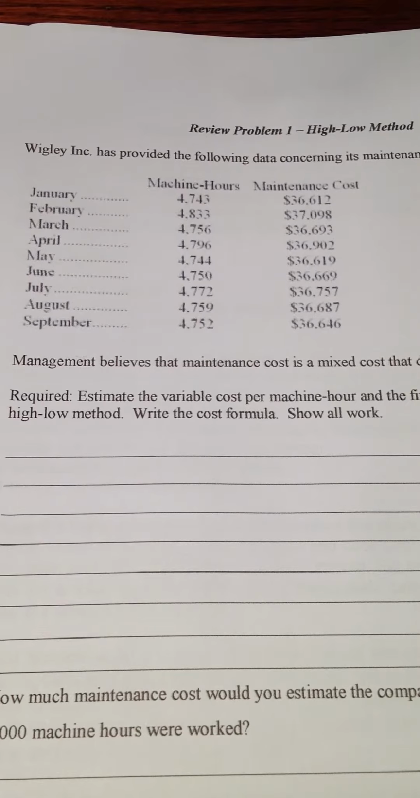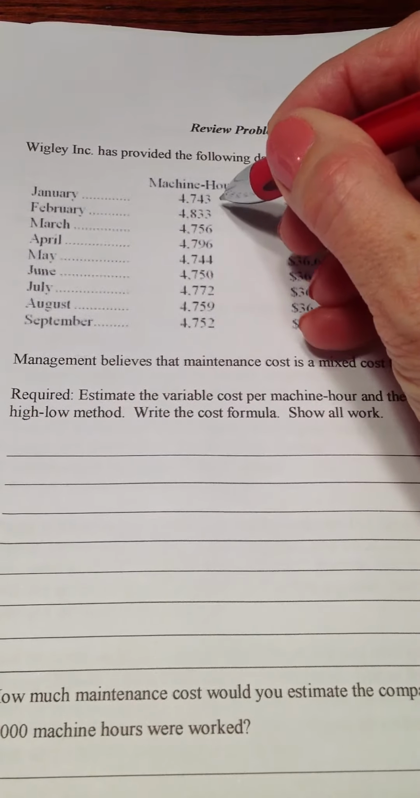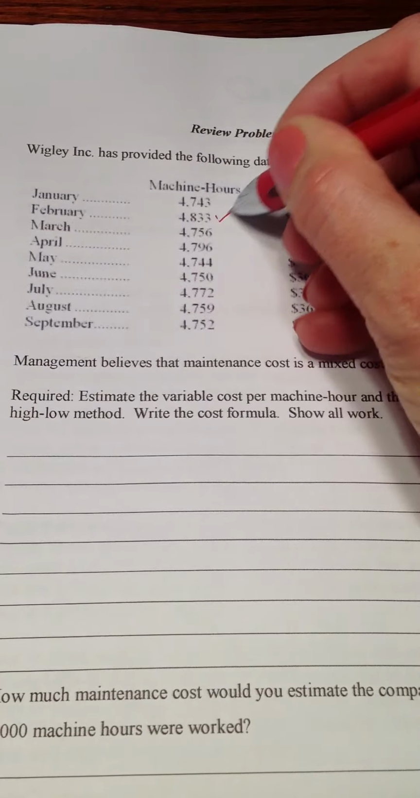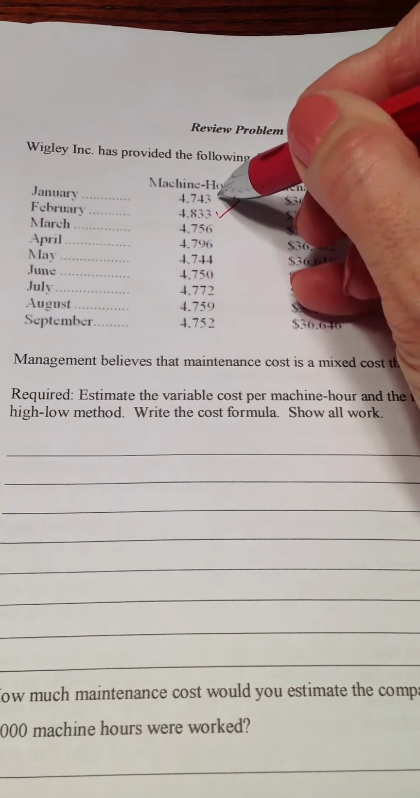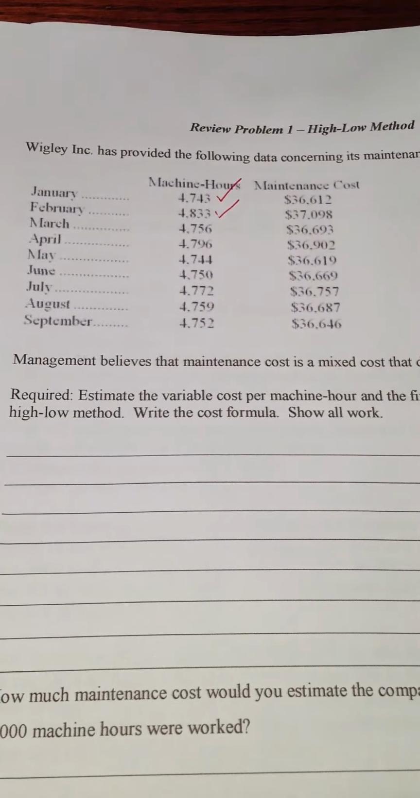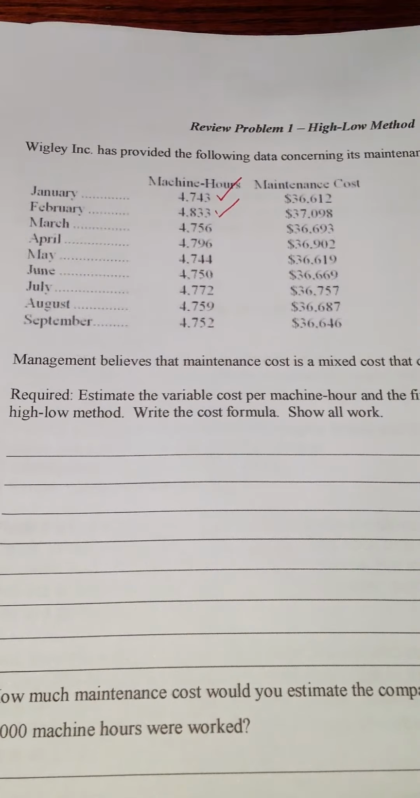All right, so the first problem is a high-low problem, and we know that the first thing we need to do is find the high level of activity and the low level of activity. These numbers are all very close, but if you look carefully, you'll see the high level of activity is February, and the low level of activity is January.